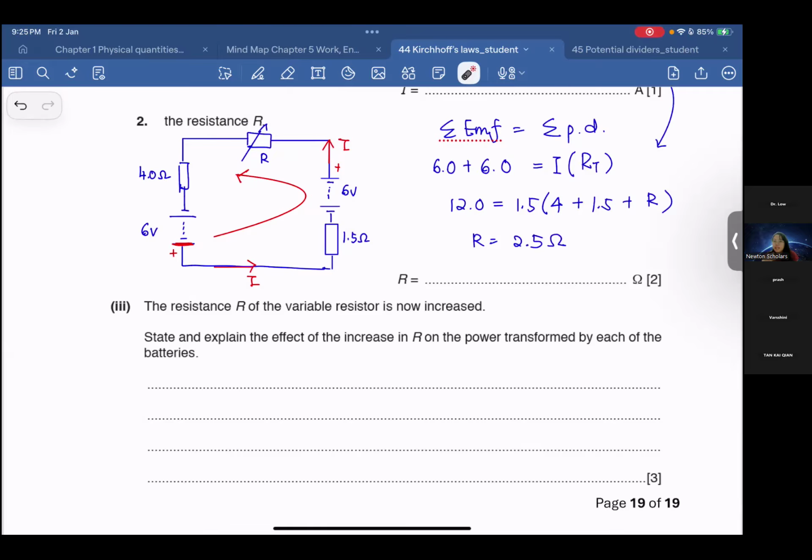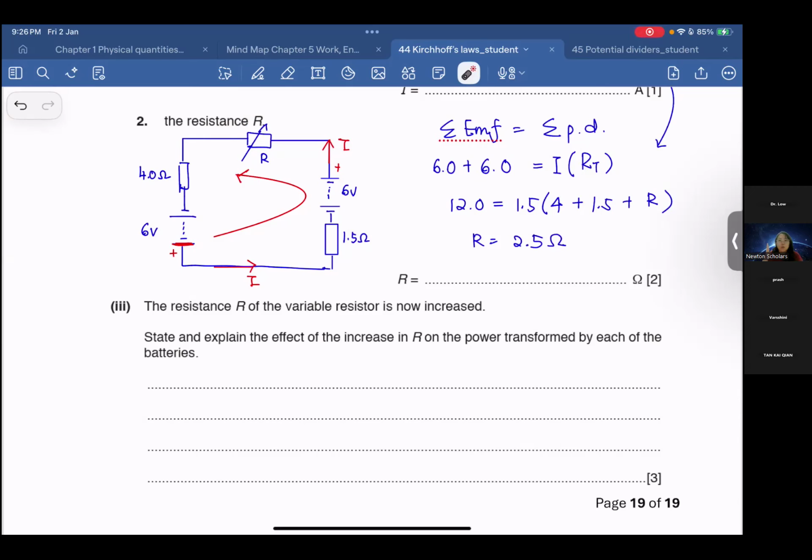Fatima, when resistance is like this, what happened to your current? Current is changing. Sean, correct. Okay, now I read Vashini's one.